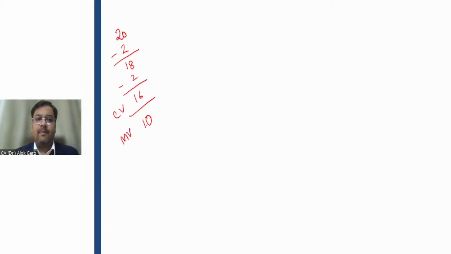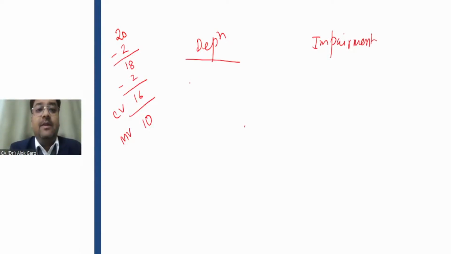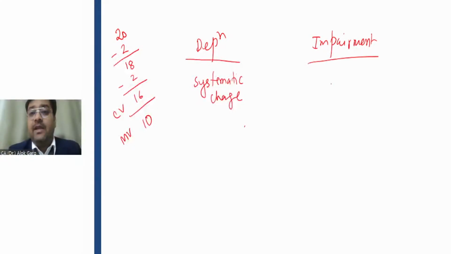So friends, when I talk about depreciation, depreciation is a systematic charge over the useful life of the assets, right? But if I talk about impairment, impairment is a one-off event, right? What is the difference between depreciation and impairment? Depreciation is a systematic charge over the useful life of the assets. Impairment is a one-off event, right?